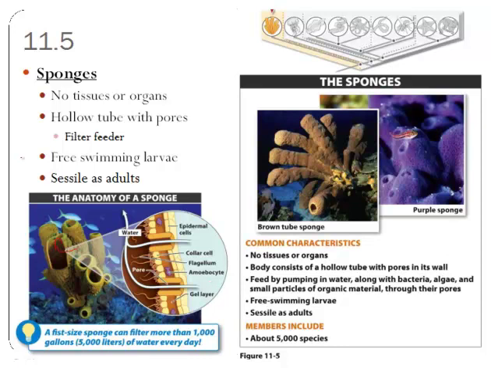They also have free-swimming larvae. So in the very early stages, they're free-swimming, move around the ocean, and then they'll settle in one location and become sessile. Sessile means that they don't move. They're rooted to the spot. So they're sessile as adults.